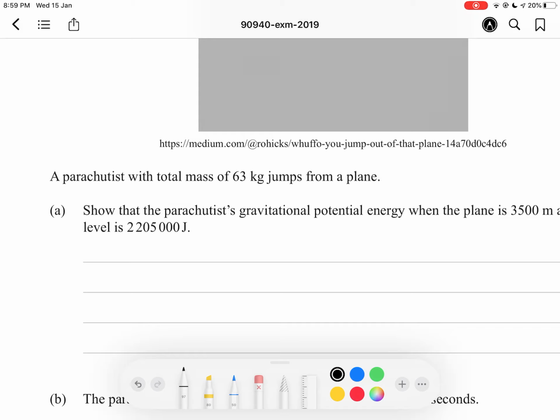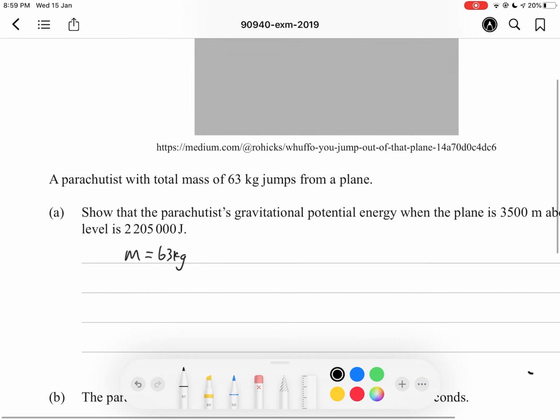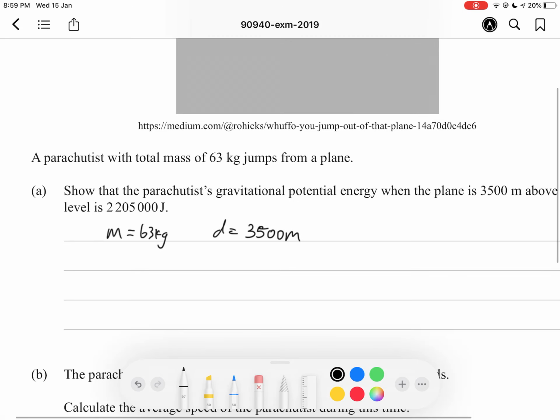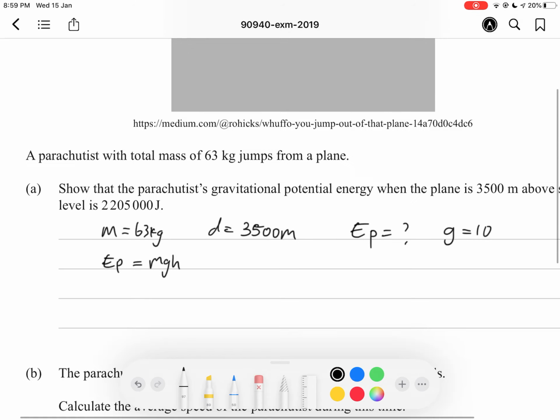Alright, so we're going to note down our variables again. We know the mass is equal to 63 kilograms, and the distance above the ground is 3,500 meters. We're trying to find the gravitational potential energy, so our EP. We know that EP is equal to mgh, where g equals 10, the acceleration of gravity. And we actually have all our variables.